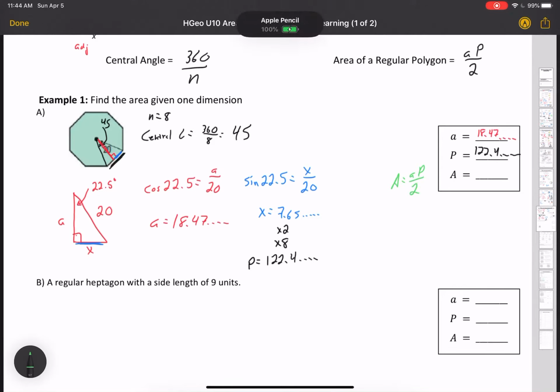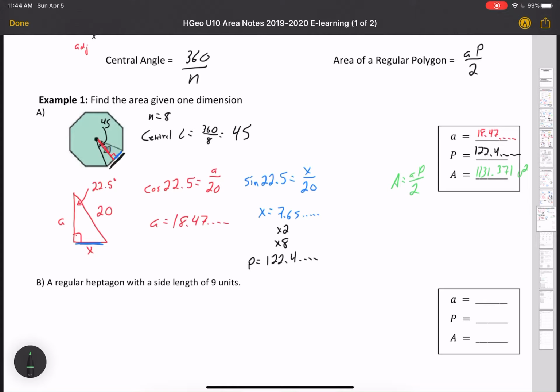I'm going to use my calculator's memory to pull down the entire number, not rounded. So 18.4 and so on times 122.4 and so on. I'm going to multiply those together, divide by 2, and I'll get the area of the figure, and now is where I can round. Area is going to be 1,131.371. Do I have any units? Nope. Units squared.